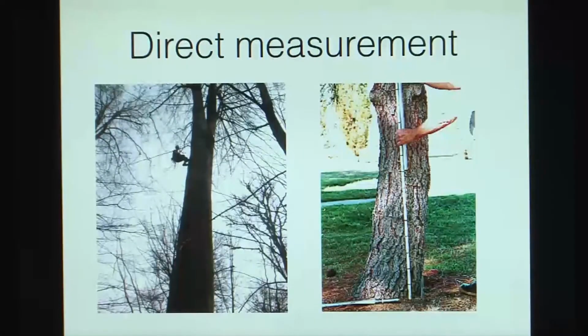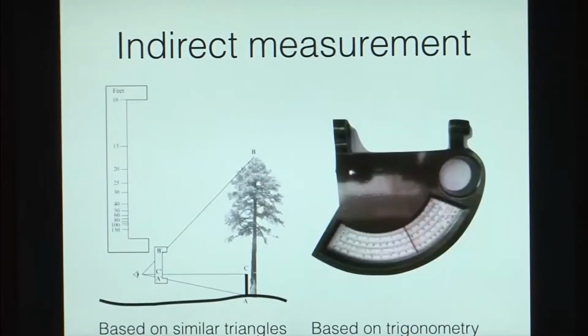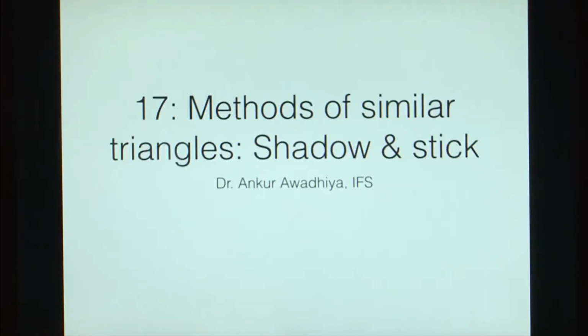Then in the case of direct measurement, you can go on top of a tree and then throw a string with some weight attached to it, and the length of the string when the weight is touching the ground and this string is taut will give you the measurement of the tree, or you can use a scale directly along the tree to get a direct measurement. In the case of indirect measurement, you can use the principles of similar triangles or trigonometry to measure the heights of the trees.